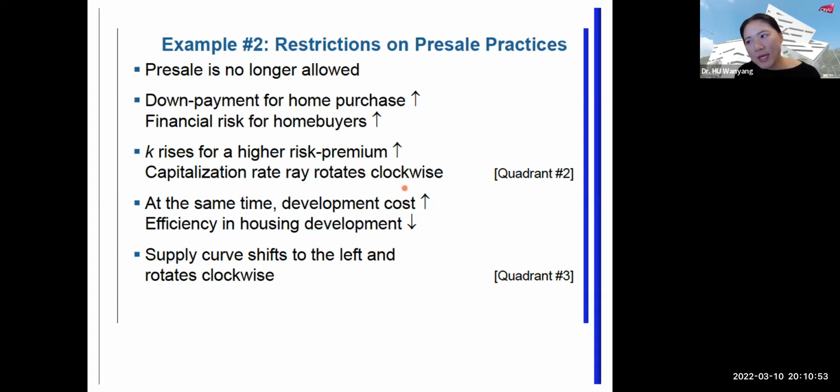It will rotate clockwise, but at the same time, restriction on pre-sale will increase the development cost, because now the developer cannot collect enough cash flow in the development process. It means that the efficiency in housing development will decline. This will shift the supply curve and affect quadrant three. The entire supply curve will shift to the left and also rotate. It shifts to the left because the development cost increases, and it rotates because the efficiency in housing development decreases.